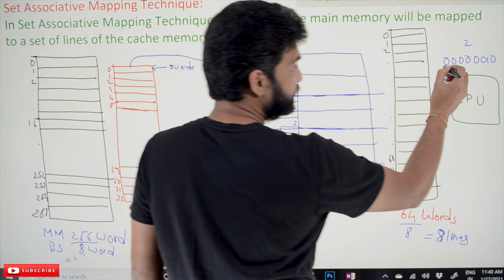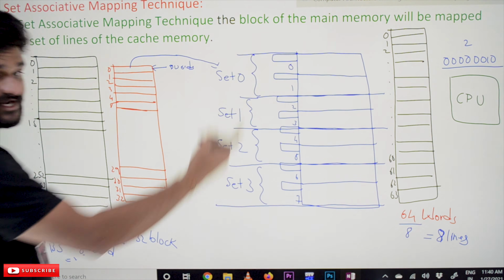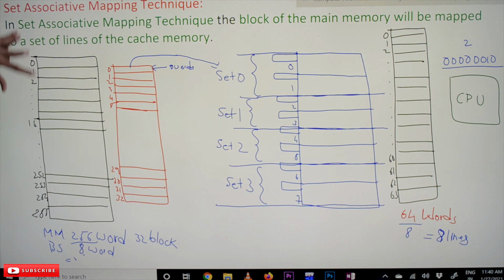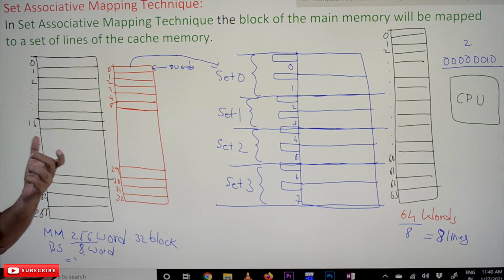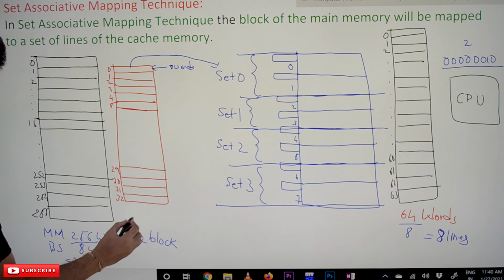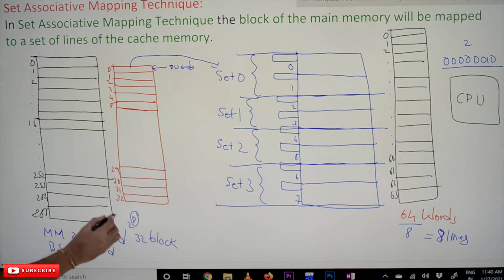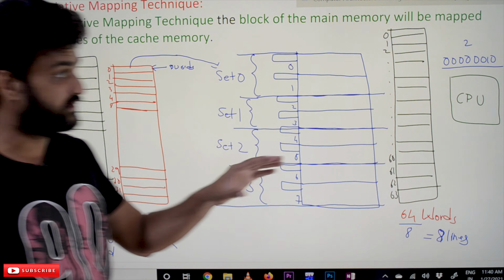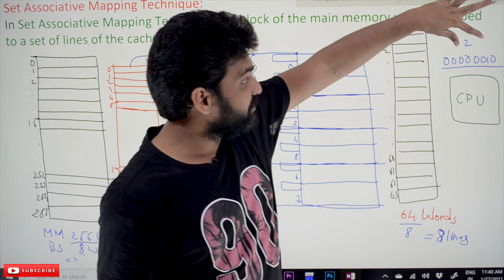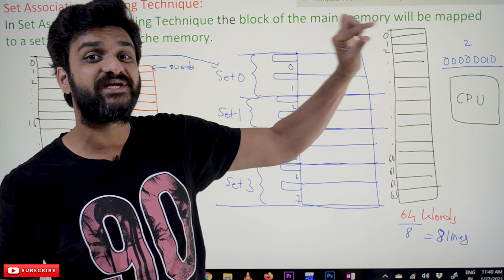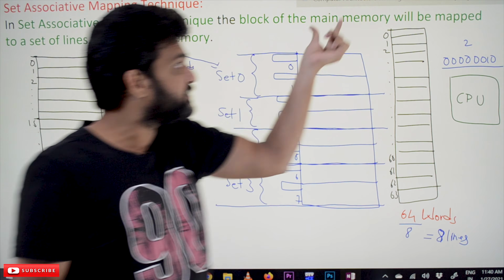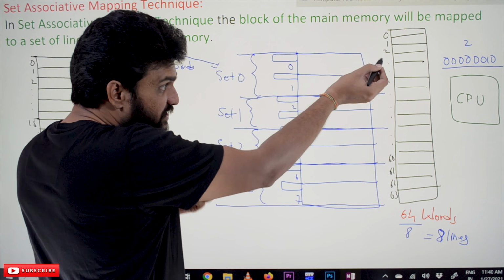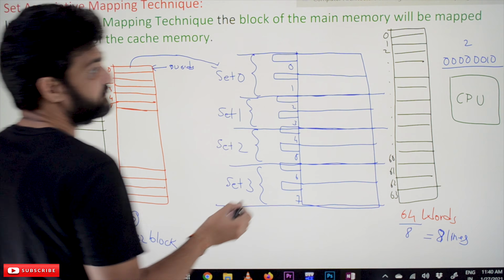Why has it generated an 8-bit address? The physical memory, the main memory, is of size 256 bytes. In order to represent 256 words uniquely, we need 8 bits, because 256 is 2 power 8. So 8 bits are required to uniquely represent every word of the main memory. For that reason, the CPU will always generate 8-bit addresses. Now we have to use this 8-bit address to find whether the given word is present in the cache memory or not.